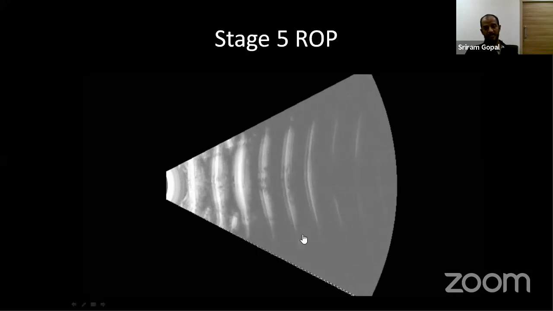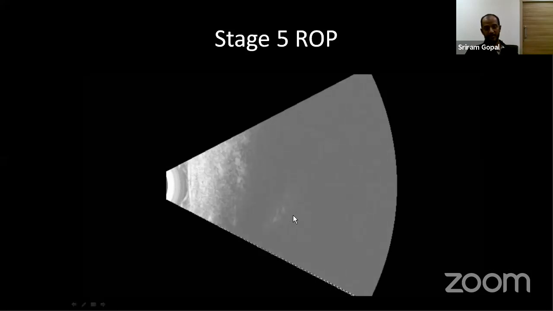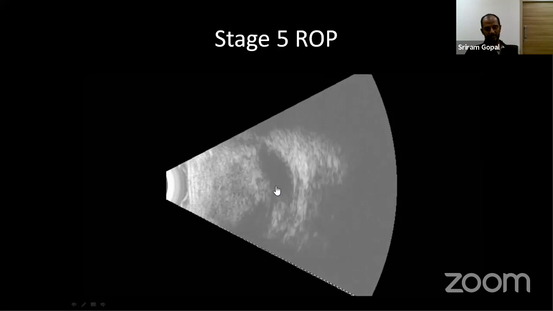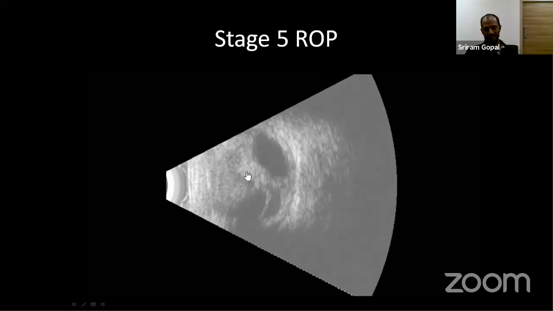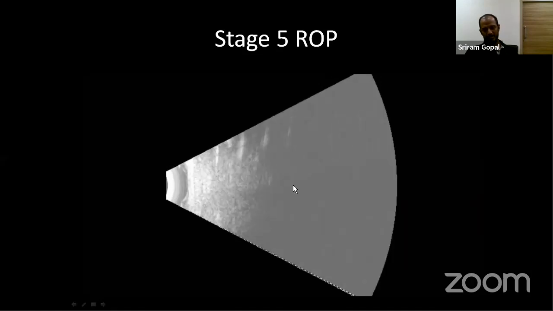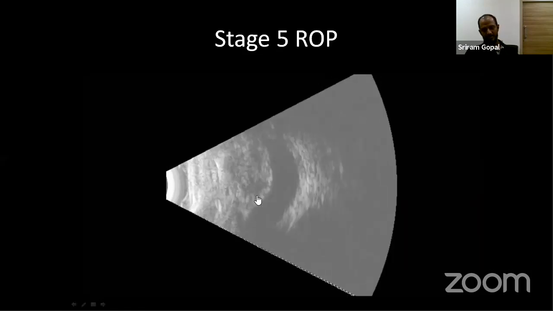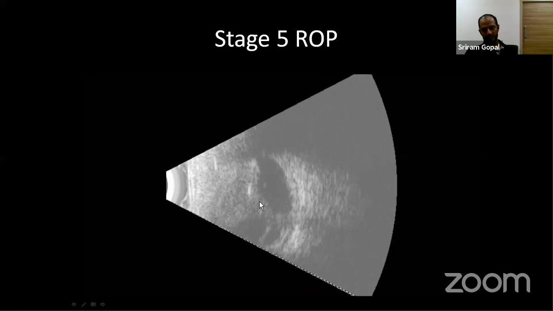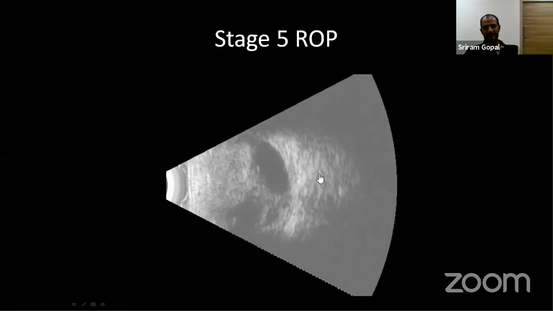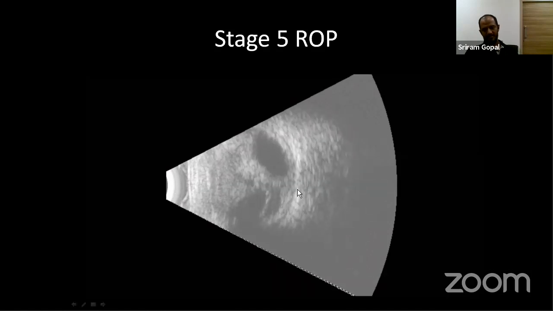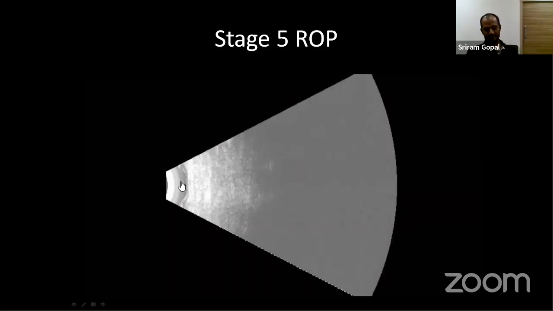This is another form of retinal detachment. It's a stage 5 ROP. Very difficult to get a good image because it is not taken under GA. The baby was alive and crying. So if you look at it, there's a stalk and there's a small loop inferiorly here. So that indicates the area of cleavage wherein you can start your surgery. This is very typically a neonate's eye because of the short axial length.